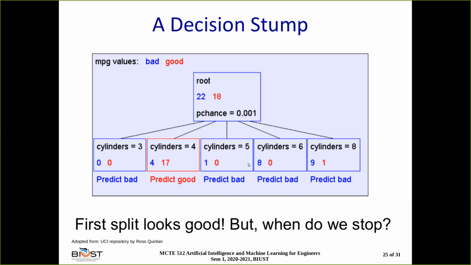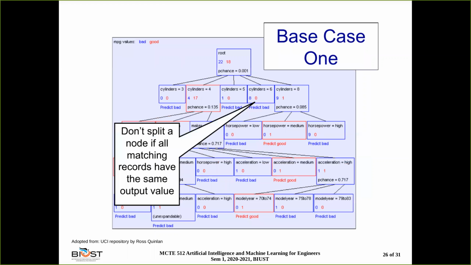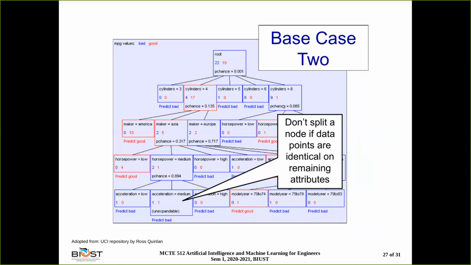Okay, the question is, when do we stop? Don't split the node if all matching records have the same output value. In this case, there's a definite answer already, this one and that one. So the ones that we split are this and this. If you compute the information gain, this one will be zero, and this one will be greater than 0. So now we continue.